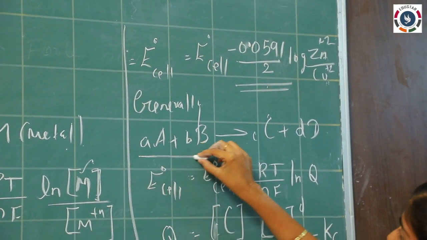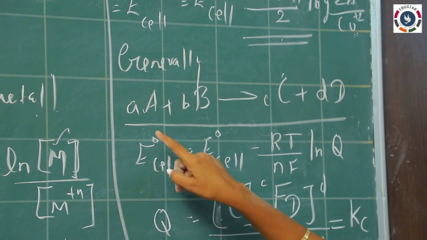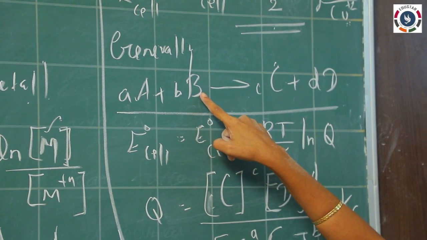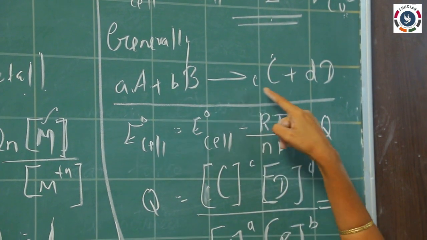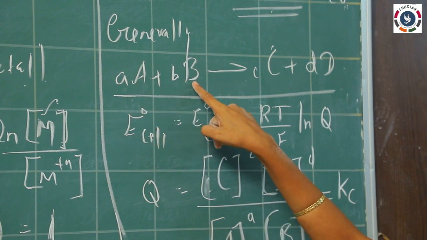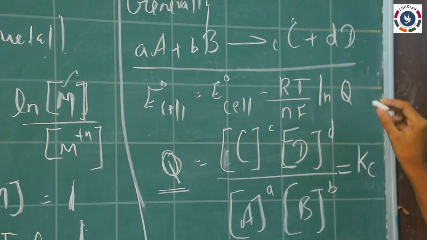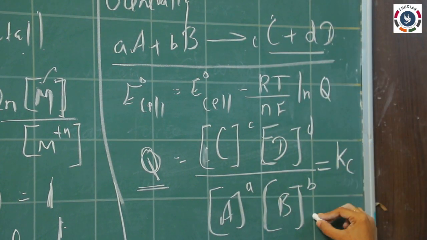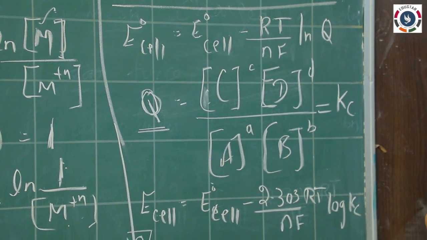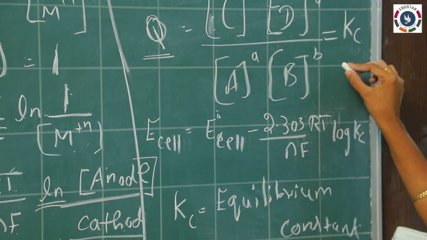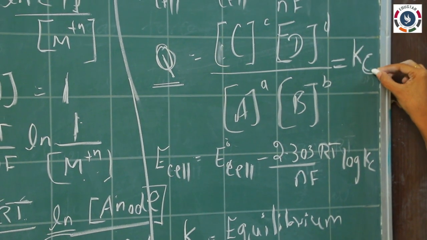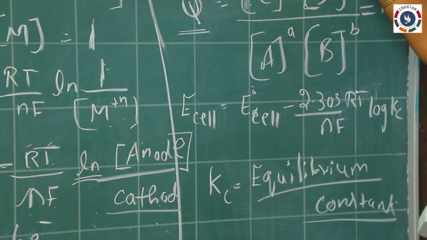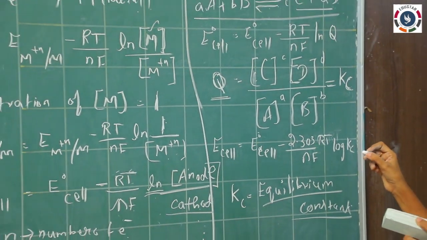Now this is the general reaction: a moles of reactant A plus b moles of reactant B. All the small letters are the number of moles and the capital letters indicate the reactants. Q is said to be the product of the products divided by the product of the reactants. This is also called Kc. What is Kc? Kc is the equilibrium constant. This is the equilibrium reaction, and we call Kc the equilibrium constant.